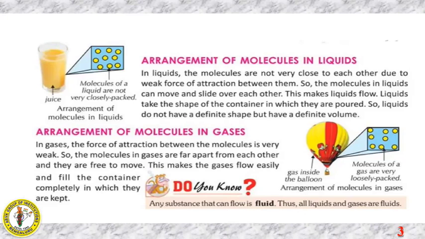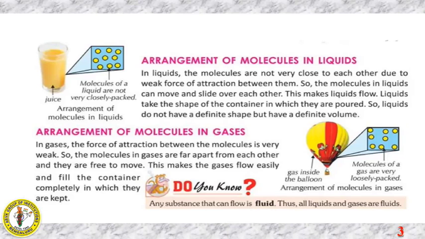Understood? Next, arrangement of molecules in gases. How will the molecules be arranged in gases? In gases, the force of attraction between the molecules is very weak. In liquids, it is weak. In gases, it is very weak. You can observe it here in the diagram. When compared to this and this, it is very weak. The molecules are farther apart, so there is more gap also. So the molecules in gases are far apart from each other.